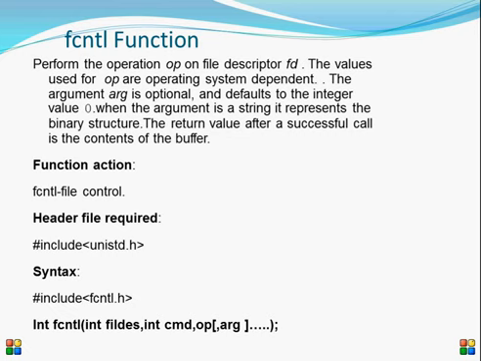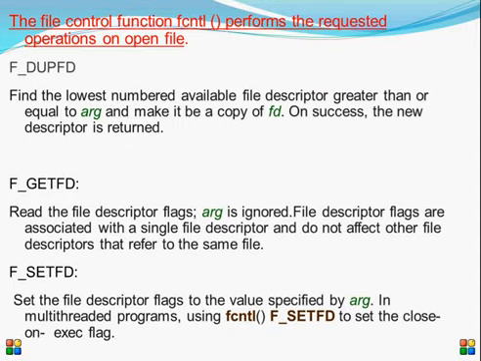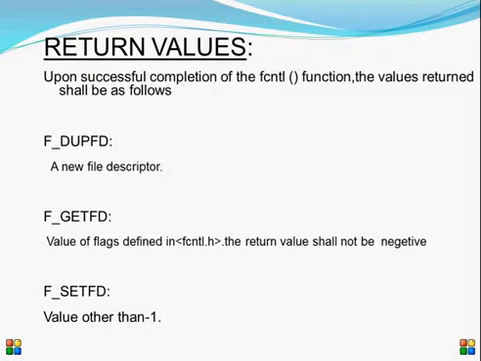So the function action, header file required and syntax of this fcntl function are as follows. It is used to control the file. Header file required is unistd.h, and the syntax consists of fd, cmd, and it also consists of the operation with arguments. The file control function performs the requested operations on the open file. These are the requested operations. Go through this.